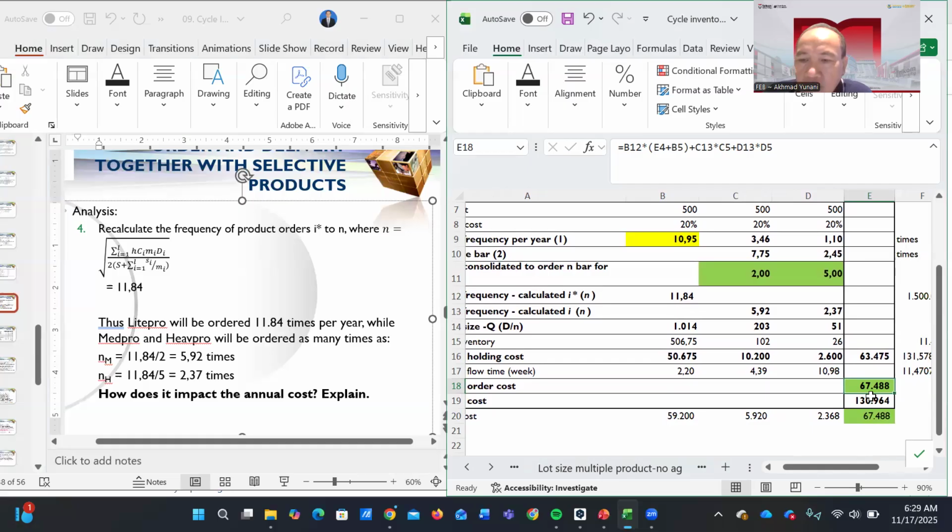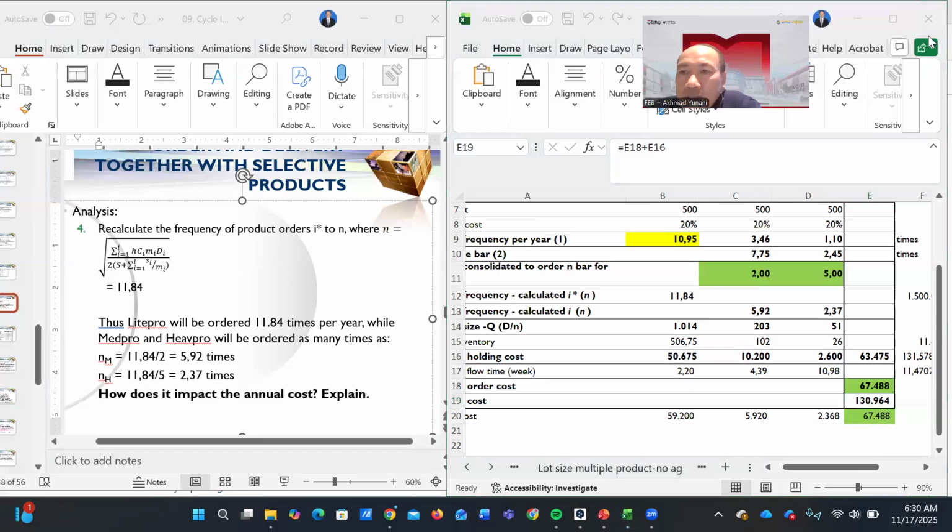The total inventory cost will be the sum of annual holding cost and annual order cost. We find that the total inventory cost will be 130,964 rupiahs. Okay, so here we can conclude which one is the best.